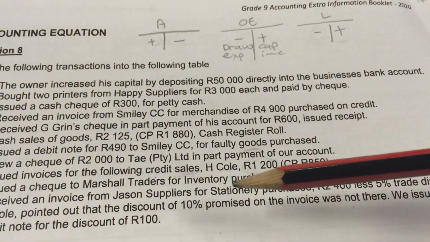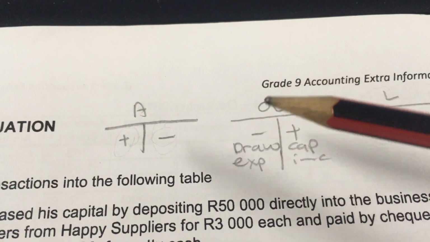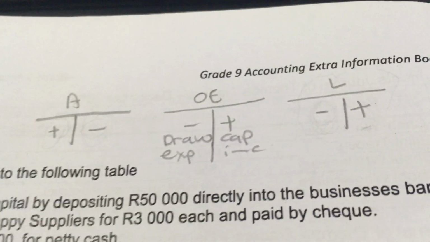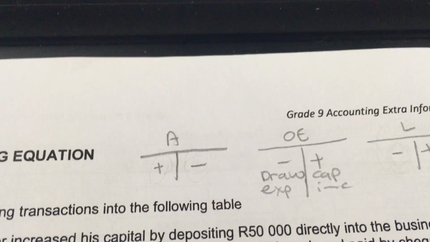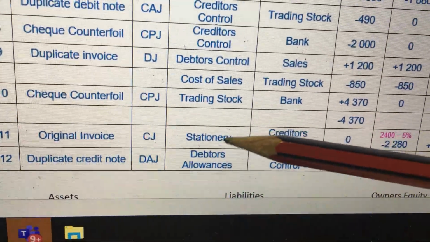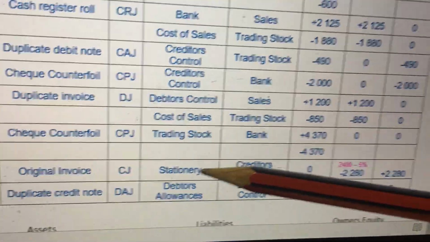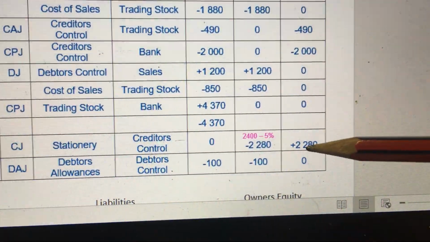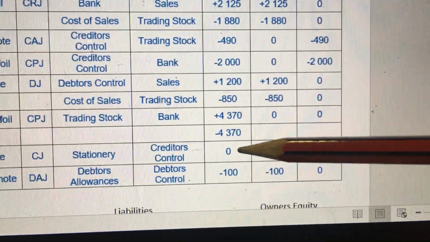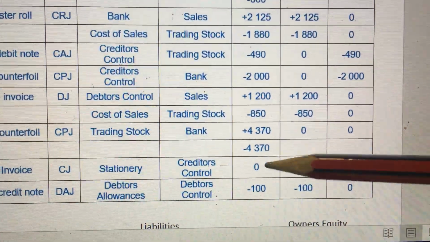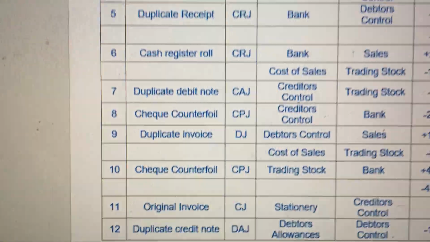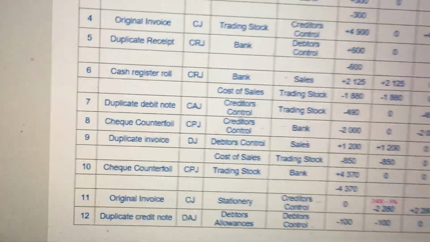Why do we owe them more money? Because we purchased stationery. Now, stationery is an owner's equity expense, and expenses decrease your owner's equity, and owner's equity decreases on the debit side. So you are going to debit stationery. And stationery is an owner's equity expense, so it's going to go in your owner's equity column. So there's nothing in the asset column. So now it is 2,280 minus 2,280 equals 0. All right, this is still going through your CJ because we owe the creditors money, and we would receive the original invoice from the creditor because in this case we are the customer.